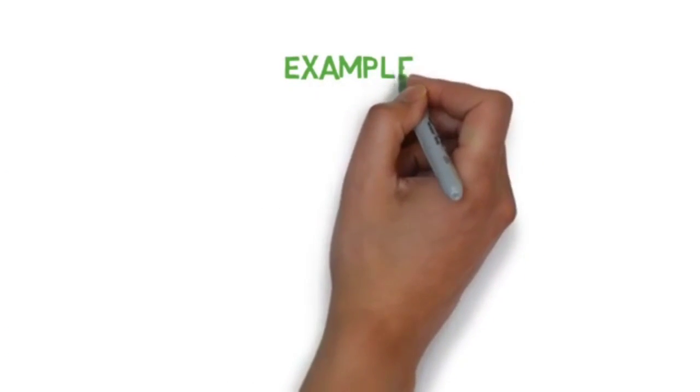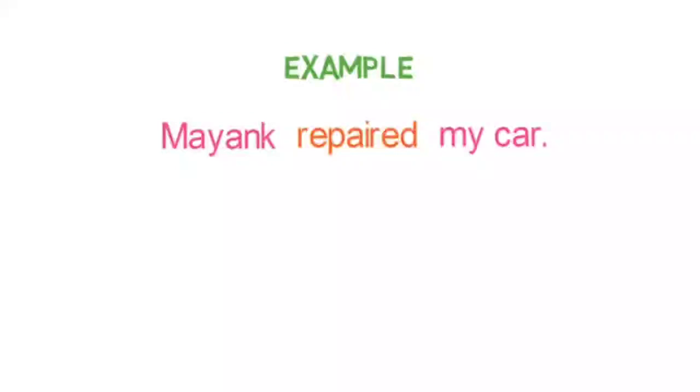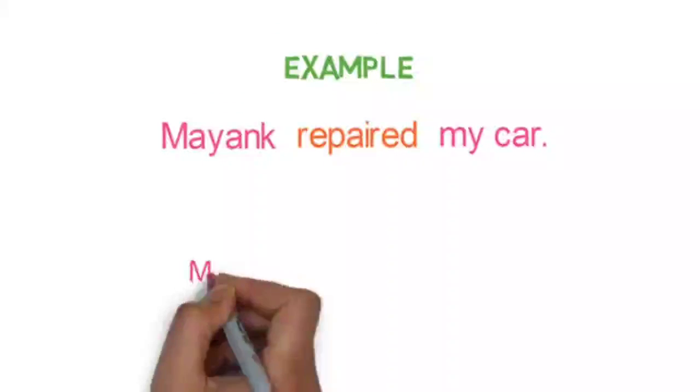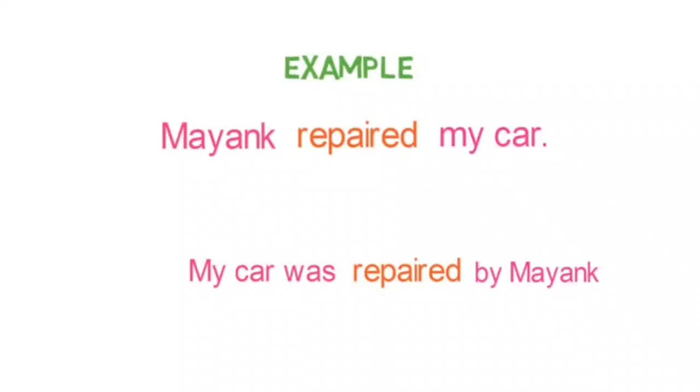Children, let's see an example to understand better about active and passive voice. Look at the example. Mayank repaired my car. In passive voice, my car was repaired by Mayank. Both the sentences have the same meaning, but the context is changed.